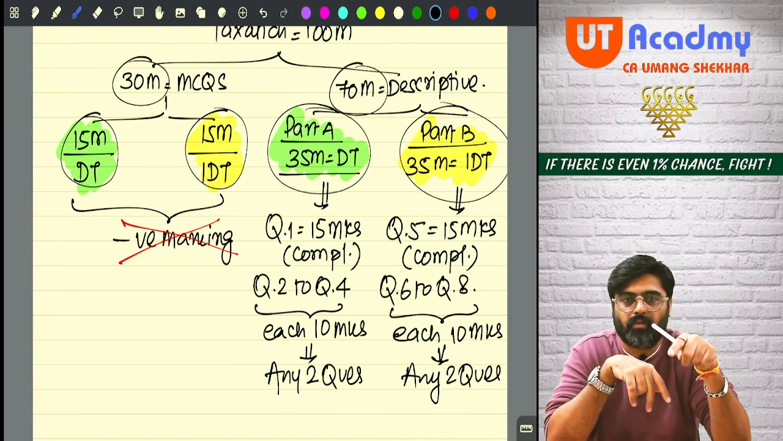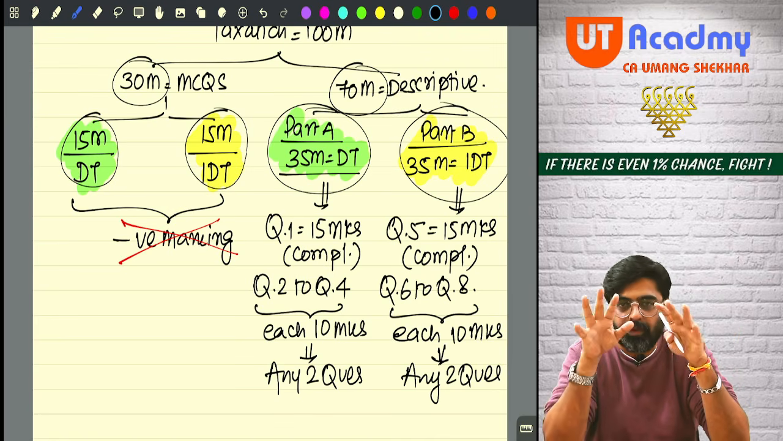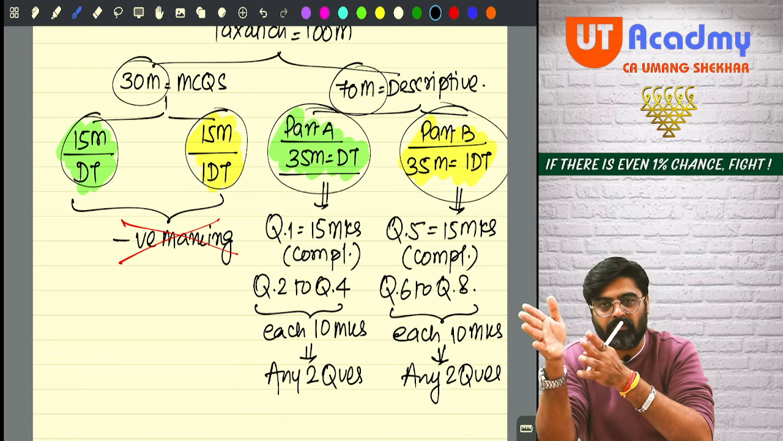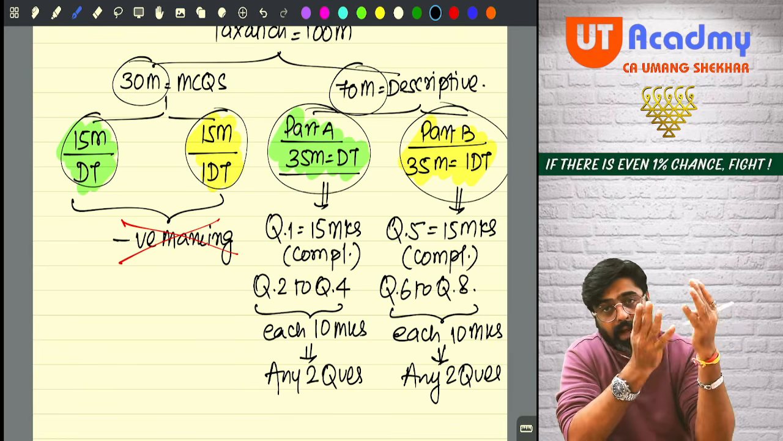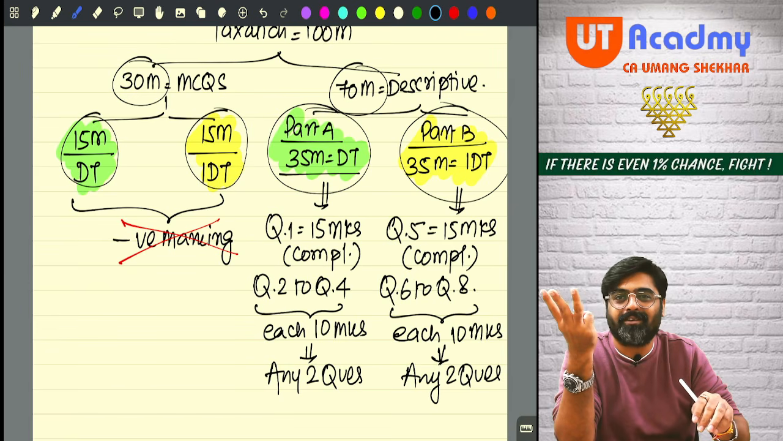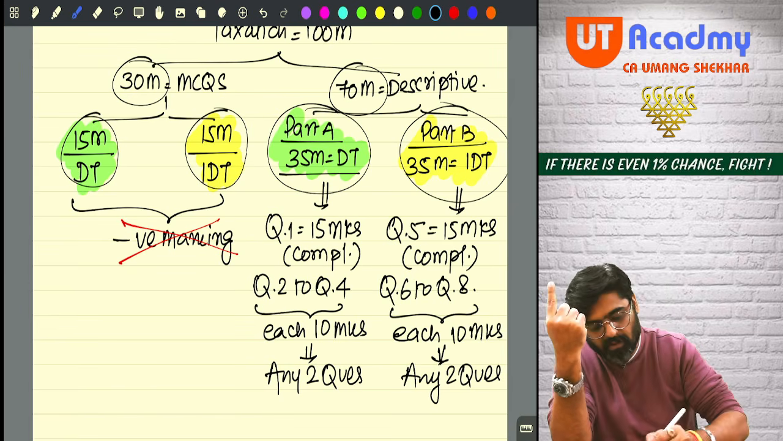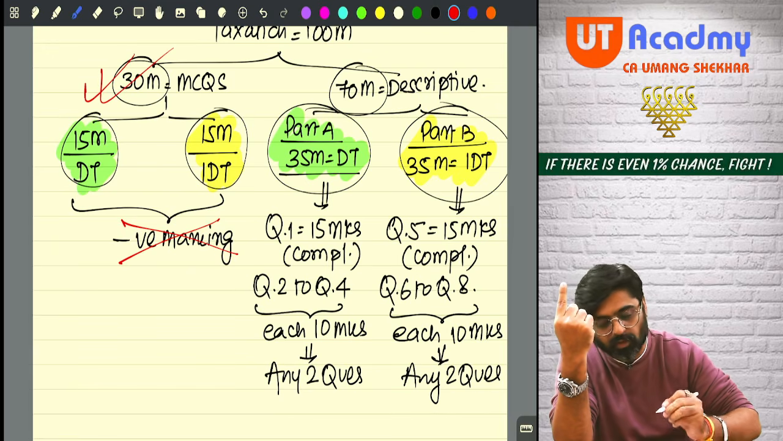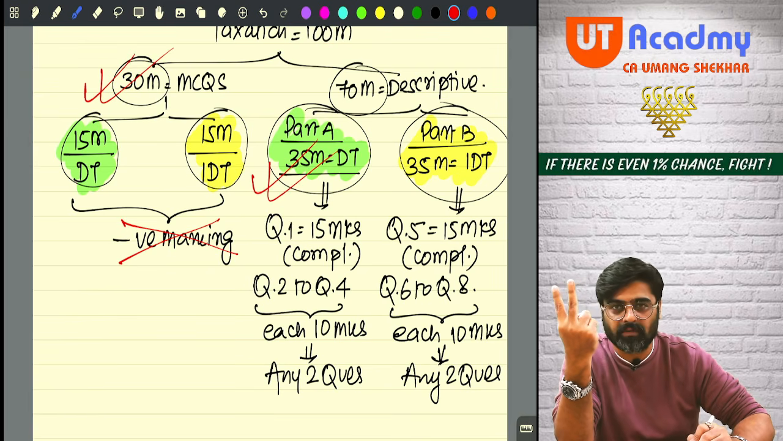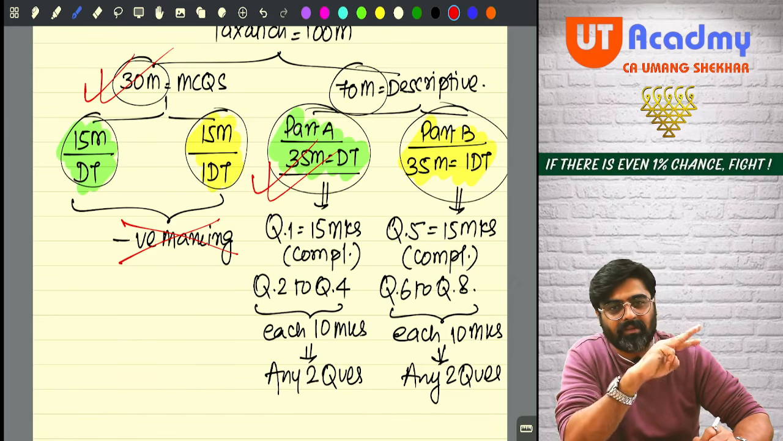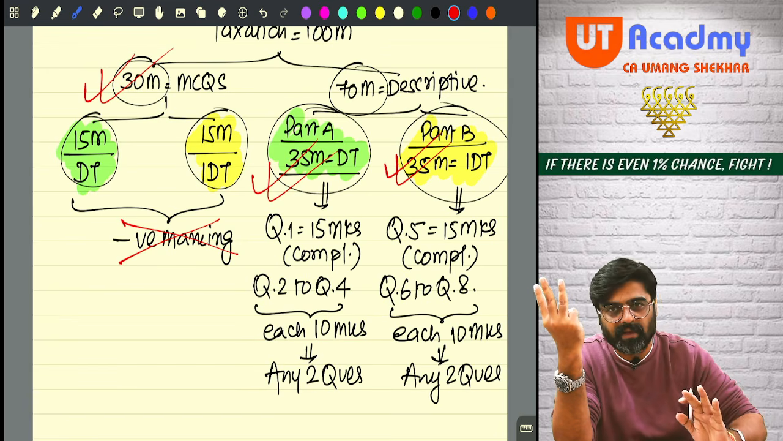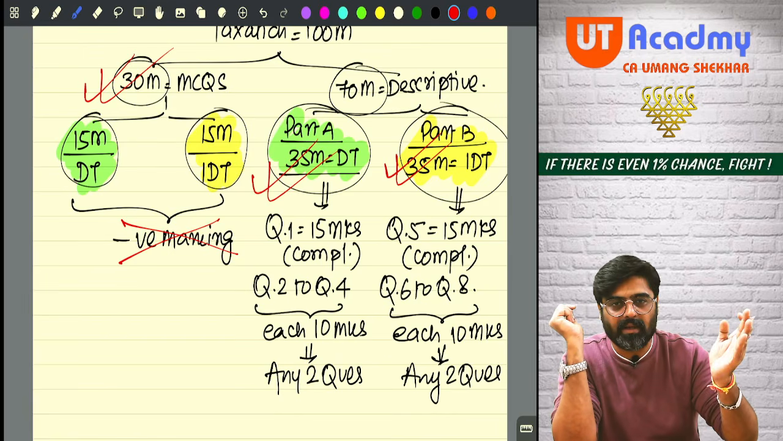Your taxation paper will be in this manner. So in short, in your examination you will be having two separate papers. One will be for MCQ, one will be descriptive question paper, and in descriptive also there will be two parts. So in all you are supposed to submit three answer sheets. One answer sheet for your MCQs, second answer sheet for your DT descriptive questions, and third answer sheet will be for your IDT descriptive questions, right? And what types of questions will be there, that I have told you.